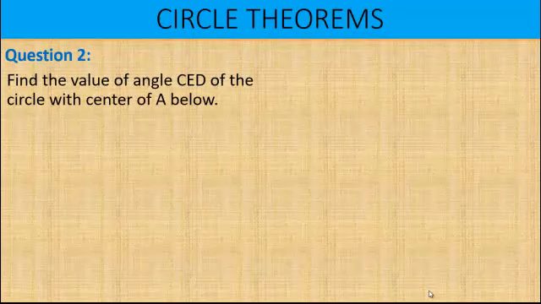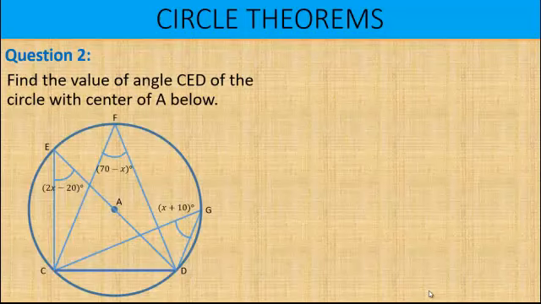Let's see question number 2. Find the value of angle CED of the circle with center A below. Look at it. We can see that all the 3 angles subtend by the chord CD, and they are all at the circumference of the circle. Therefore, this is the first thing telling you that all the angles are equal.